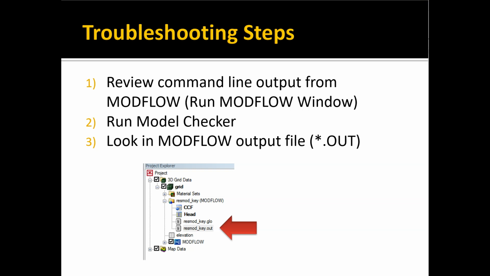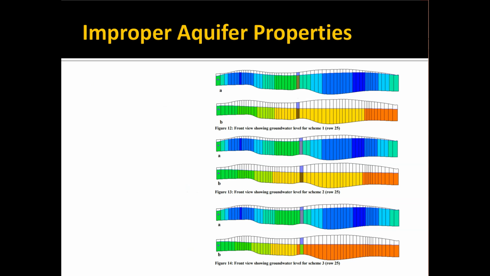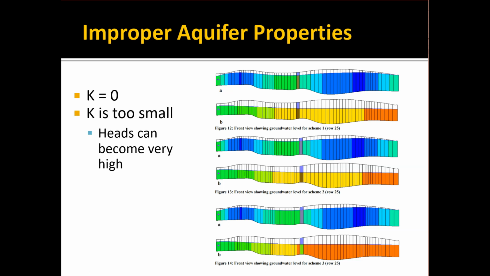So now let's look at some of the things that could cause your model not to converge. One of those could be improper aquifer properties. For example, if you have a hydraulic conductivity of 0 anywhere in your grid, that will cause the model not to converge. It won't even get through one iteration. Or if you have a hydraulic conductivity that is too small, like a really tiny value, that can cause heads to get very large. Suppose you have recharge coming in, that will cause the water to mound and get really large, and that can cause some instabilities.